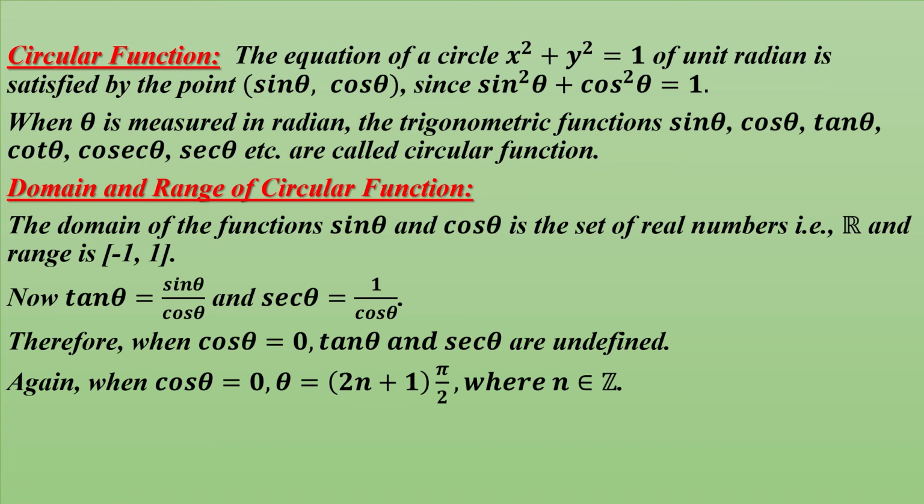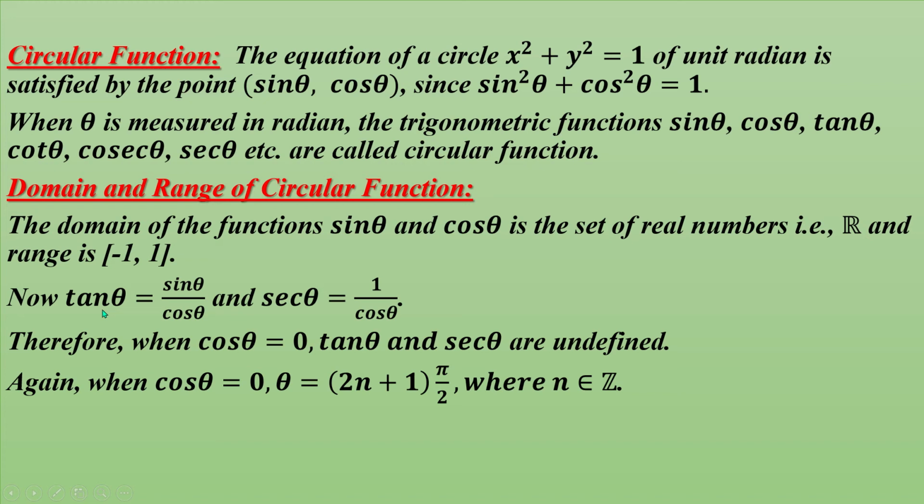Exercise 7, trigonometric equation. Clear? Now you just need to know the relation: when cos theta is equal to 0, theta is equal to (2n plus 1) into pi by 2. And I explained some points, or some values of n, for which cos of this is equal to 0. Clear?